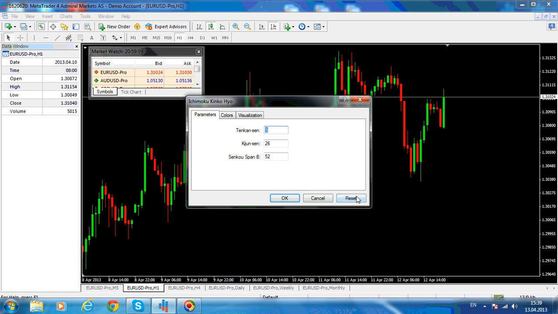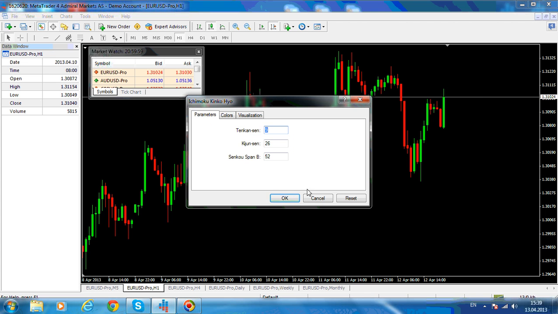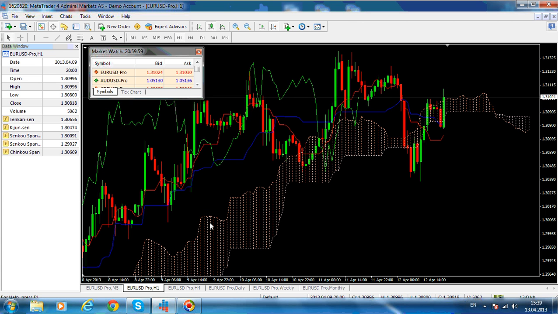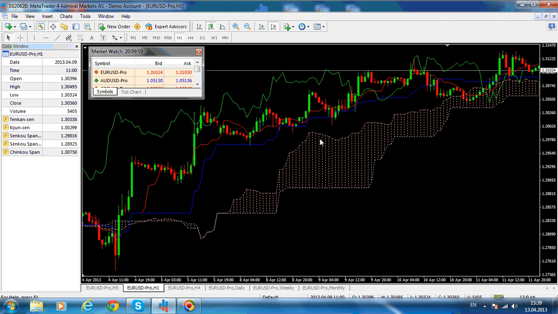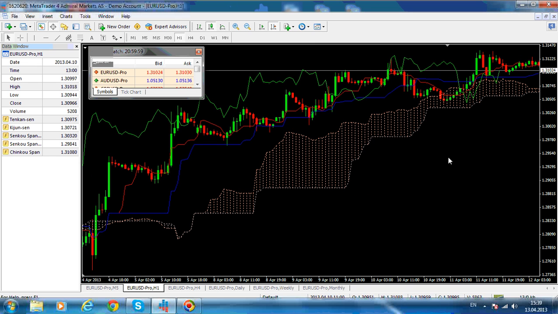These are the default settings for the oscillator: 9, 26, and 52. These are the default colors. You don't have to do anything, just click OK. And there are 5 elements in this oscillator. What you're seeing in here is called the cloud, or the kumo.